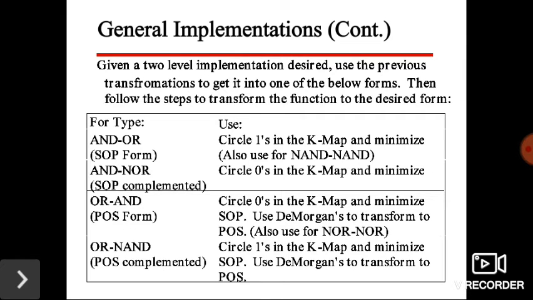Given a two-level implementation, decide using the previous transformations how to get into one of the below forms. Then the following steps are very important to transform the function to the desired form.